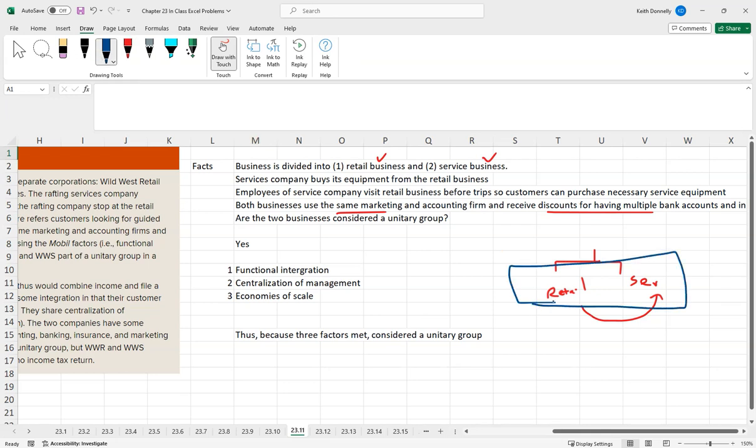Well, yes, they are going to be a unitary group. They will file a single return in a given state that is a unitary state. And the reason for this is there is functional integration, right? They're working together. There's centralization of management. There's probably a board of directors or people who are running this show between these two businesses. And there's economies of scale, because they're bigger, they're working together, they're getting discounts for having multiple bank accounts. They're benefiting from being bigger.